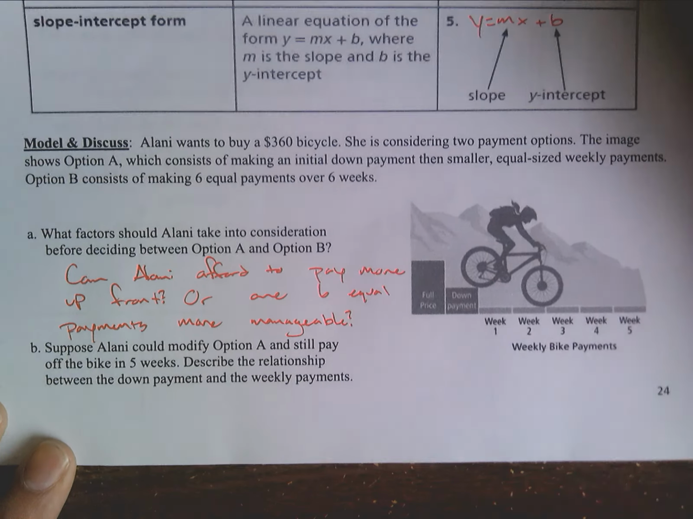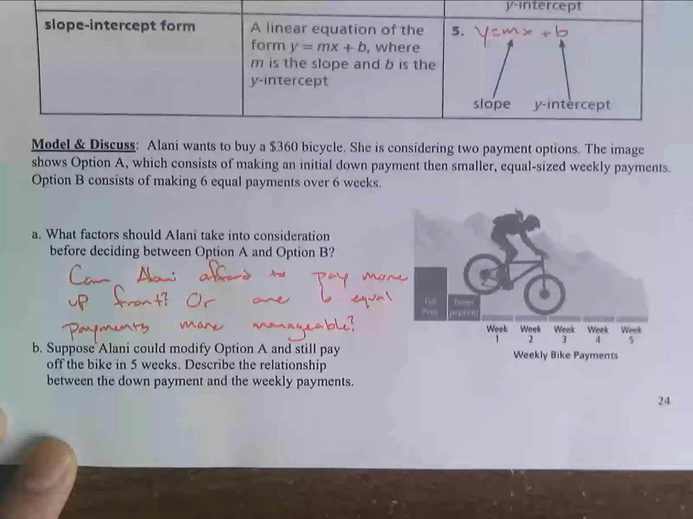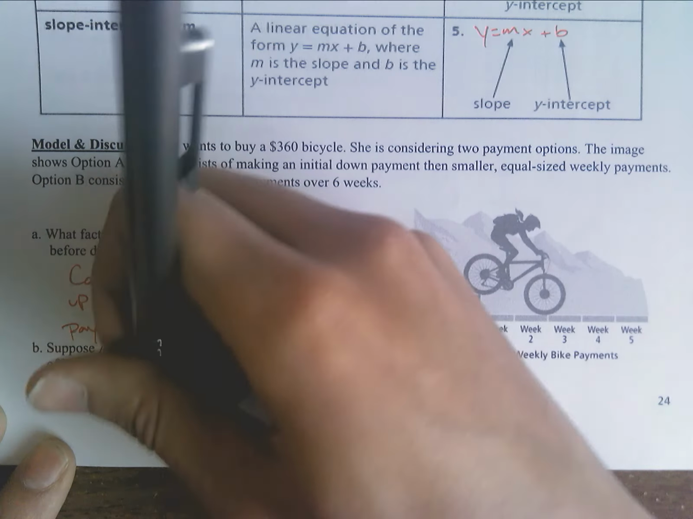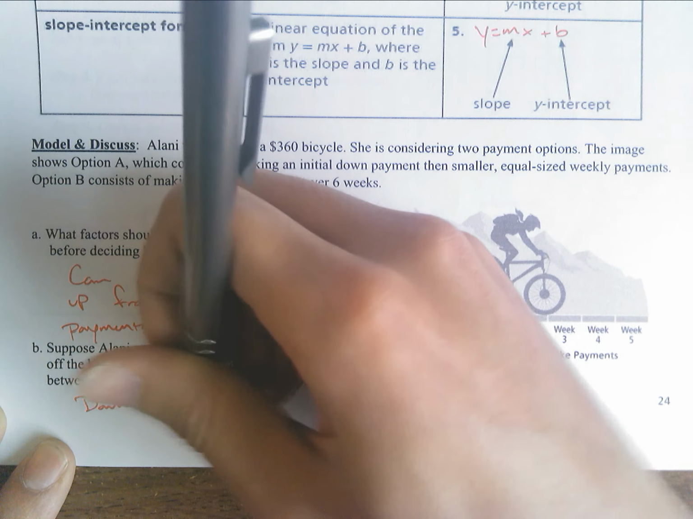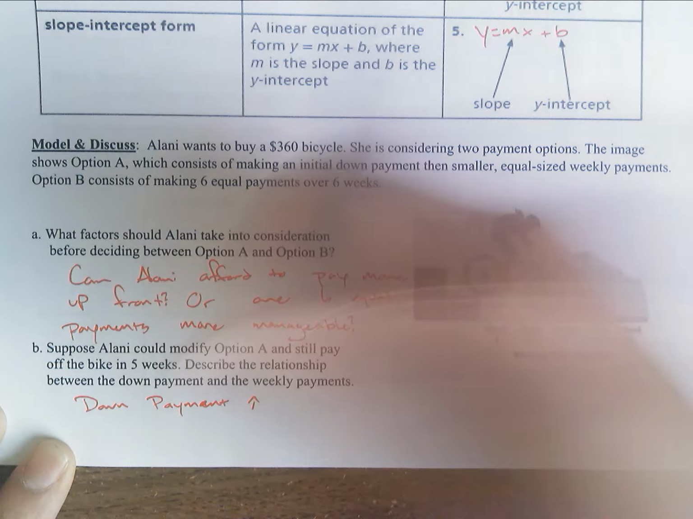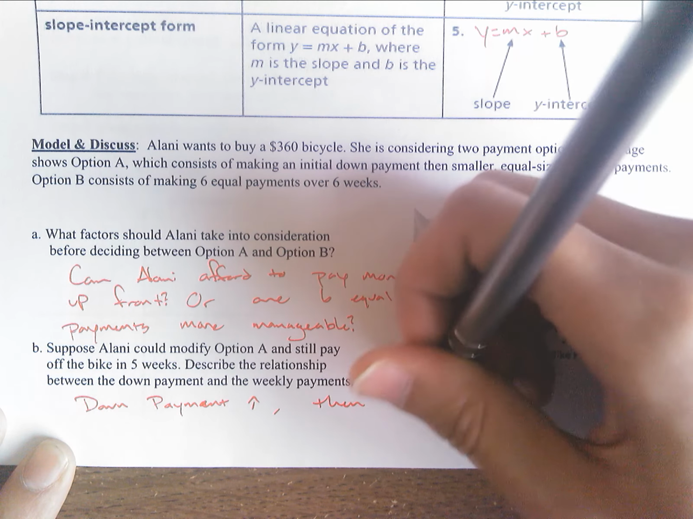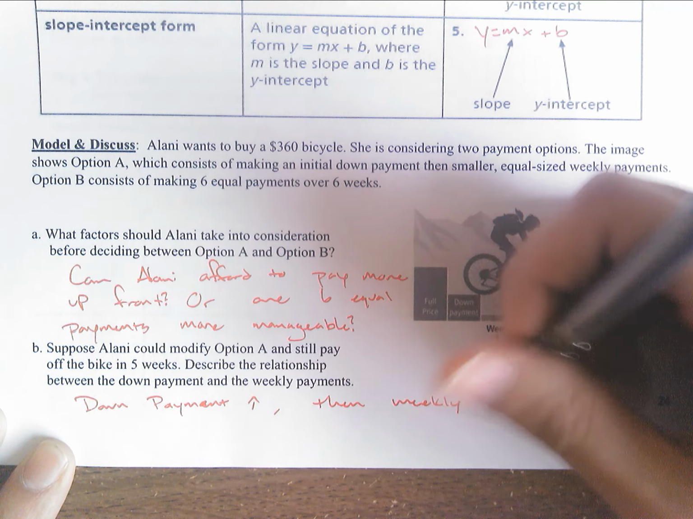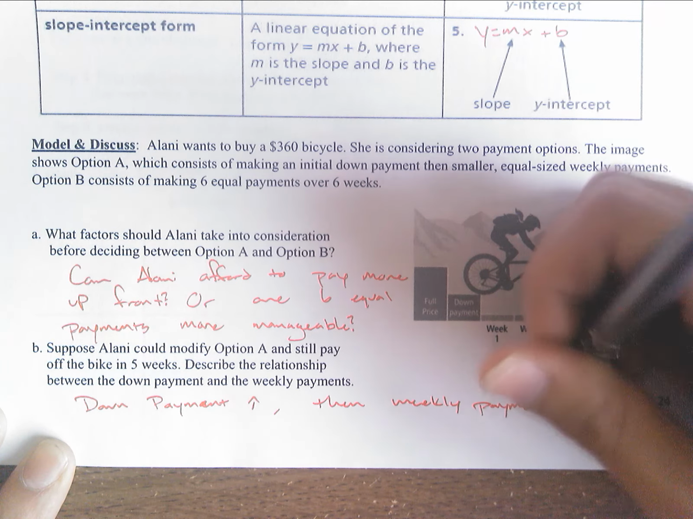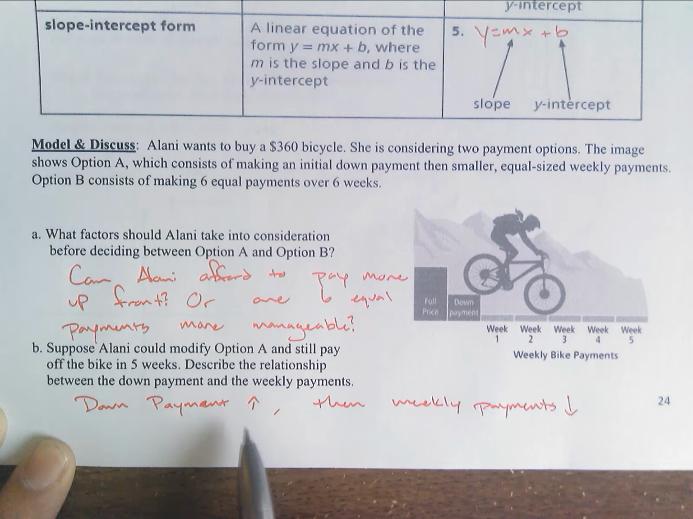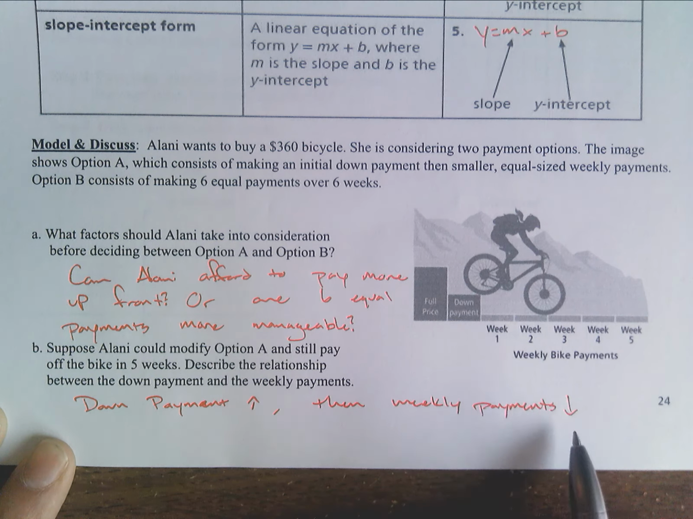All right. Suppose that she could modify option A and still pay off the bike in 5 weeks. Describe the relationship between the down payment and the weekly payments. So how do the down payment and the weekly payments in option A relate to one another? Well, if she makes a greater down payment, so she makes a larger down payment, then her weekly payments are smaller because she has less to pay, and vice versa.